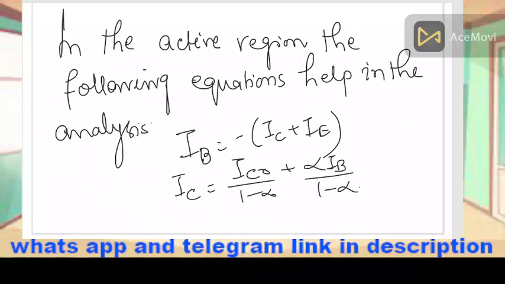In the active region, we have the following equations, and these equations I have told you. This is the ICO, the open circuit or the minority charge current. And we have a relation of alpha. From this we have obtained this relation. You can check the last video. And these are the equations that are required.